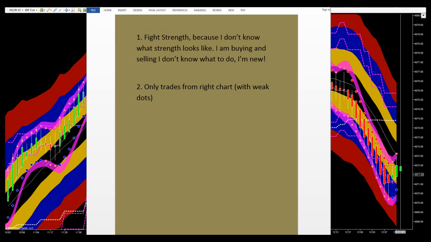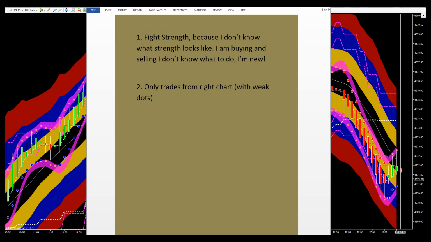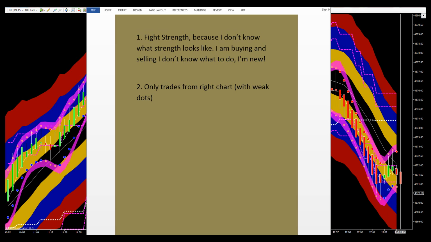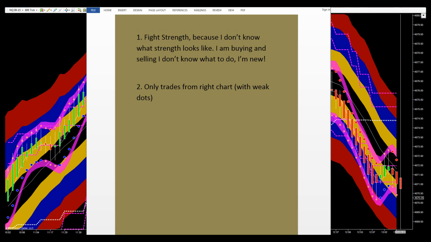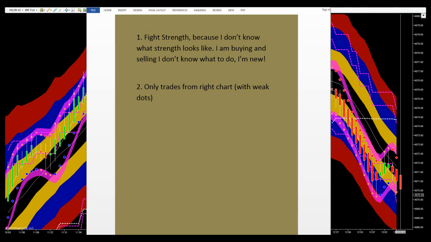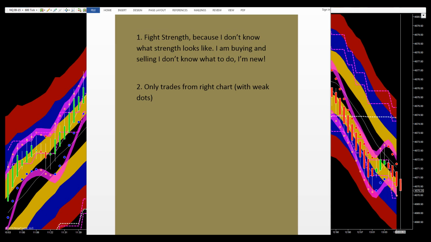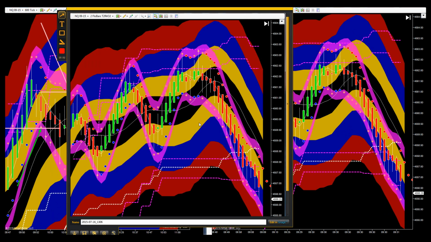And the other thing is I'm only trading setups from the right chart, which is my trade chart, when there are weak dots. We're going to discuss what weak dots look like, and then we're going to discuss the trade plan. So for example, let's look at what weak dots are.